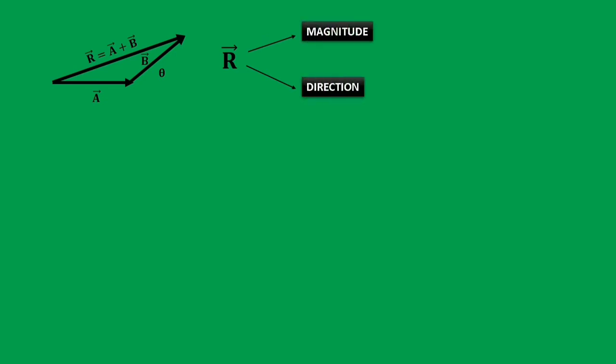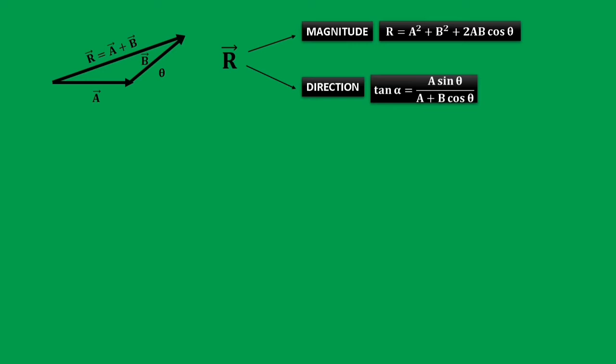For that, consider two non-zero vectors A bar and B bar. The angle between these two vectors be theta and the resultant vector R bar equals A bar plus B bar. The resultant vector R bar has two quantities, namely magnitude and direction. The magnitude of the resultant vector will be R equals square root of A square plus B square plus 2AB cos theta, and direction is tan alpha equals B sin theta divided by A plus B cos theta. Let's learn about the magnitude and direction of the resultant vector in detail.